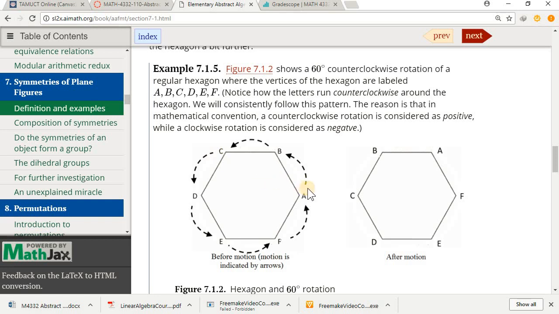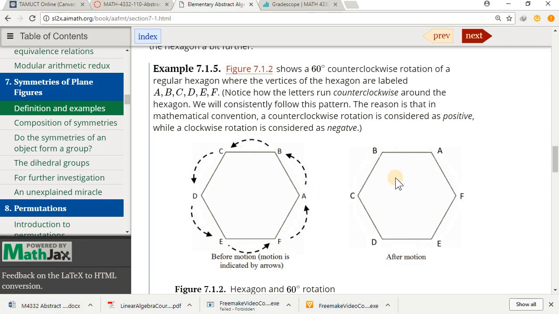Now, if you can imagine twisting this hexagon by 60 degrees, the A goes to B, the B goes to C, the C goes to D, and so on. So before the twist, we have the A here. After the twist, the A moves up here. Before the twist, the B is here. After the twist, the B moves here. The hexagon itself looks the same. It's just that the vertices are labeled differently. So R60 is the mapping from this hexagon to this hexagon.